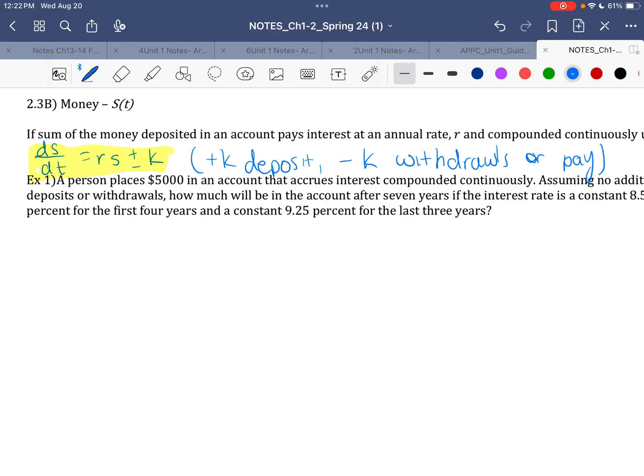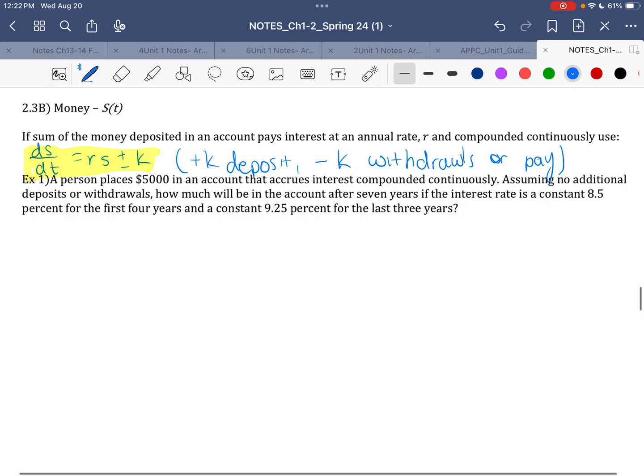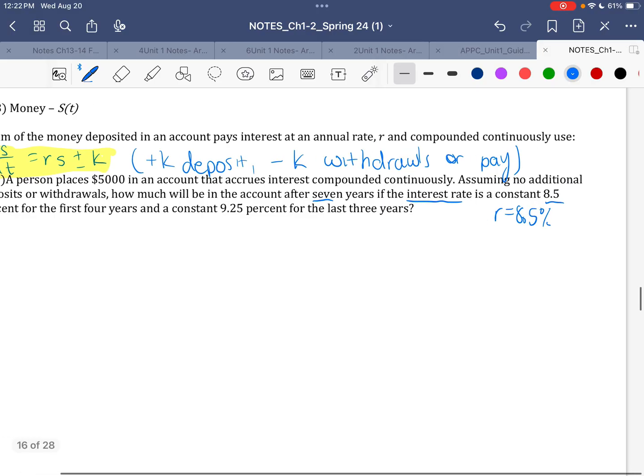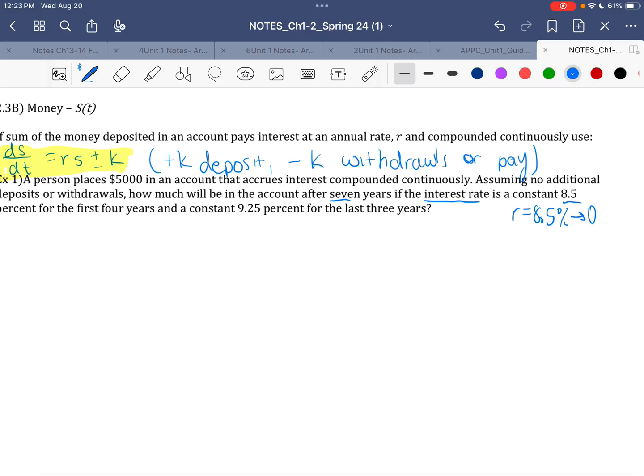So if we have a person who places $5,000 in an account that accrues interest compounding continuously, assume no additional deposits or withdrawals have been made, how much will the account have after 7 years if the interest rate is a constant 8.5%? So R is equal to, change that interest rate from 8.5% into a decimal.